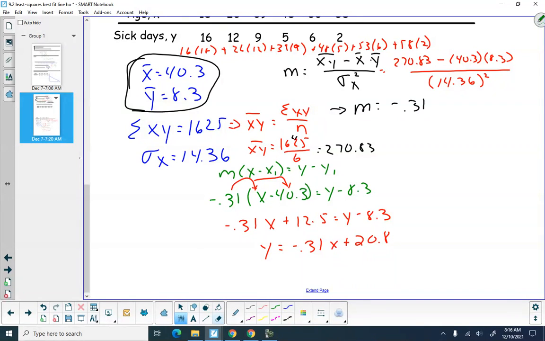If a person was age 30, that is our x value. We could put 30 in here and take negative 0.31 times 30, add 20.8, and that would be the prediction of the number of sick days that person would make. Or if a person's 40 years old, we could put 40 in and predict how many sick leave days they would utilize. So it allows us to predict in two variables now rather than just one variable.